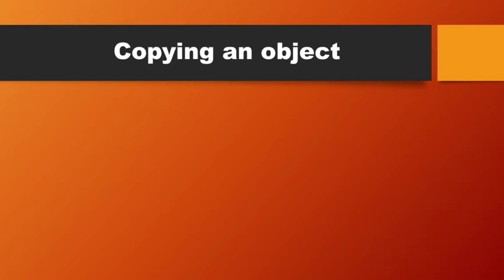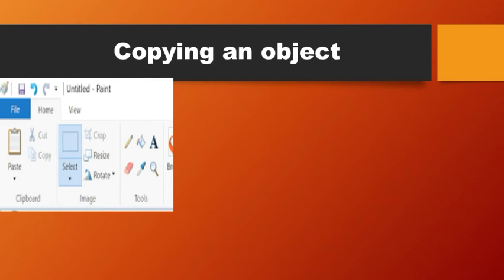Copying an object. We may want to repeat an object in our drawing. For that, we can use the Copy option. It makes a copy of any object in our drawing which can be used as many times in the file as we want. To copy an object, follow these steps.